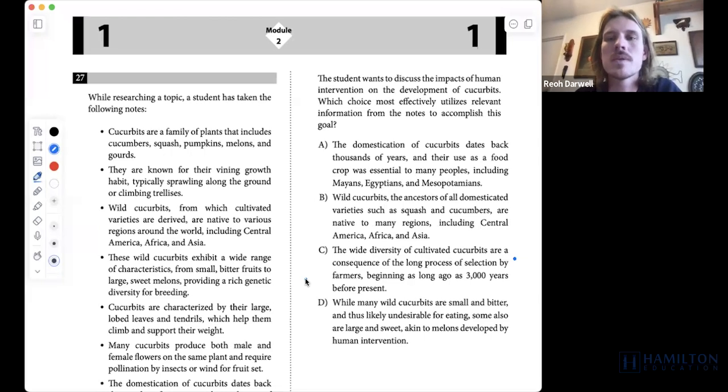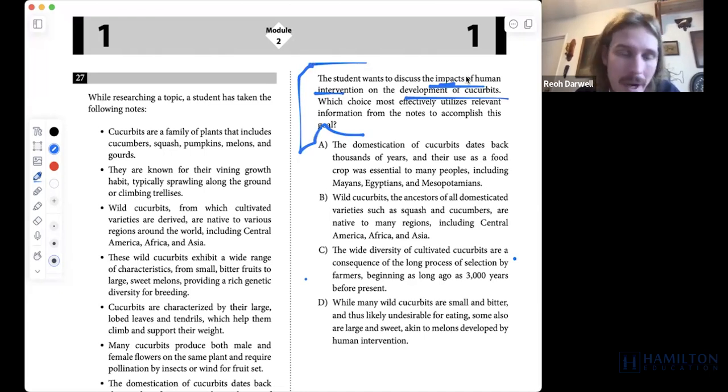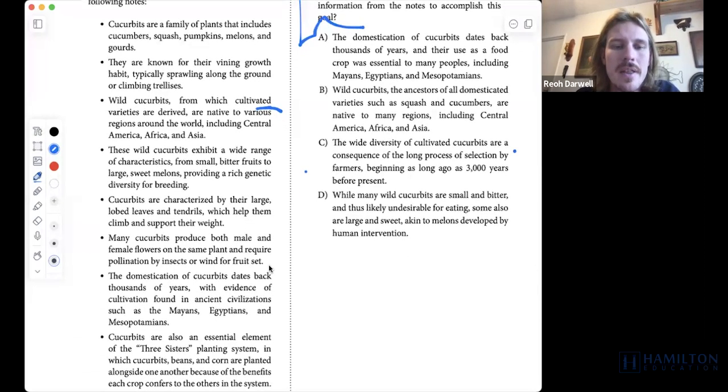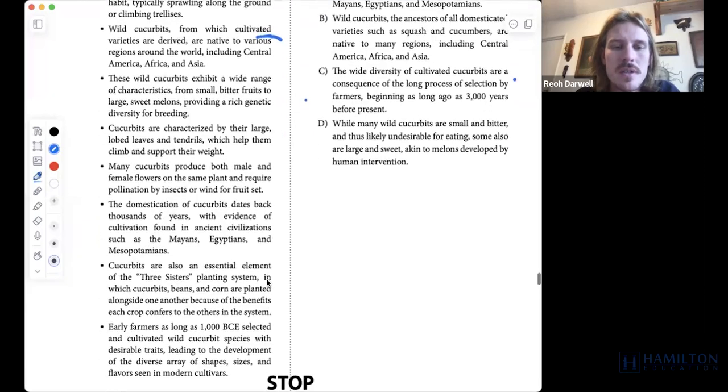Question 27 is a rhetorical synthesis question, meaning that the most important thing you're going to read here is the question itself. So we want to discuss the impacts of human intervention on the development of cucurbits. Notice that we're not talking about impacts in a negative or positive sense like that. We're just saying impacts simply. So we want to say what we found here. They were cultivated, and the cultivation has led to the development of a diverse array of shapes, sizes, and flavors.